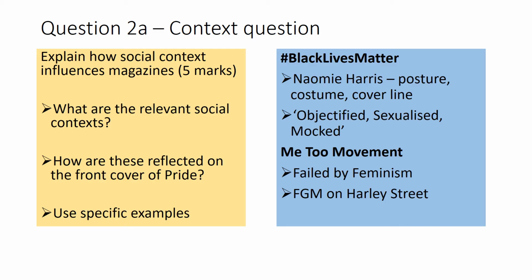You could talk about objectified, sexualized, and mocked, the way in which black women are put down in society. That might be a relevant example. If you're going to look at the Me Too movement, then you might pick out cover lines such as "Failed by Feminism" and "FGM on Harley Street". That's a 5-marker. It's one paragraph in answer to that question, with a couple of examples from the magazine to support your points.